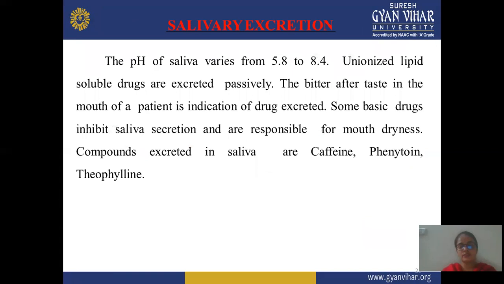Next is salivary excretion, in the non-renal routes of drug excretion. The pH of saliva varies from 5.8 to 8.4. This is the normal pH range of saliva. It may vary due to food or certain disease states, but the normal pH range is 5.8 to 8.4.